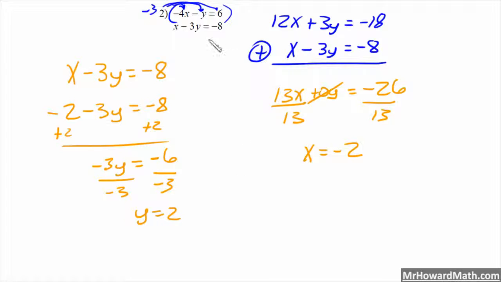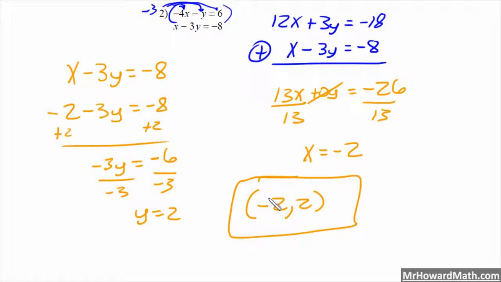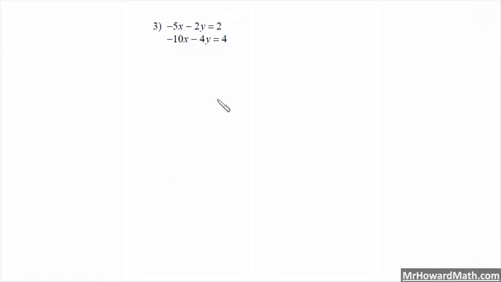So the solution to this system, it has one solution, and that would be the ordered pair negative 2, 2. So an x value of negative 2, a y value of 2. If we got these two equations in slope-intercept form and graphed them, we would see that they cross at the ordered pair negative 2, 2. Now for example 3, negative 5x minus 2y equals 2, negative 10x minus 4y equals 4.